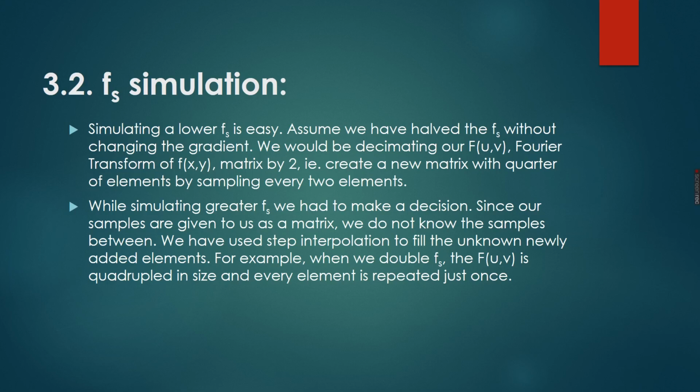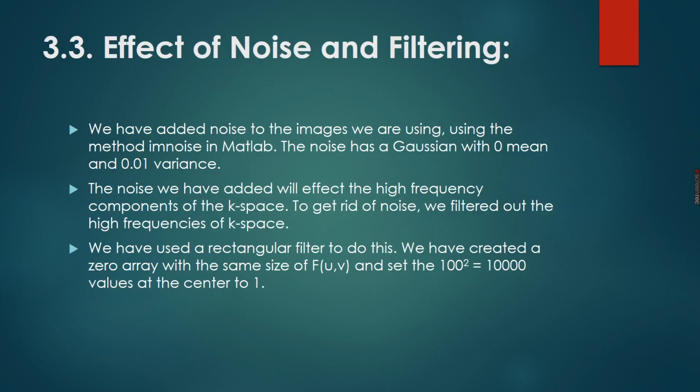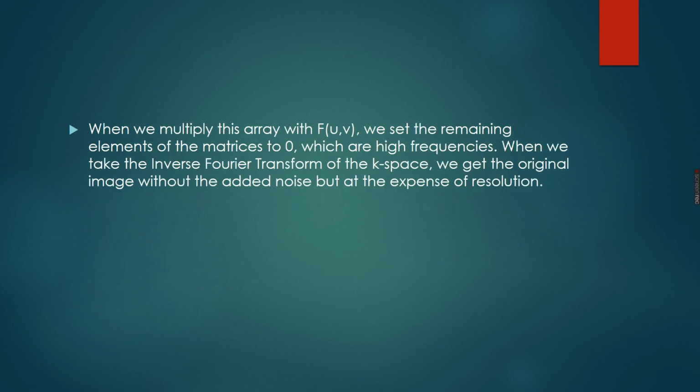FS simulation: simulating a lower FS is easy. We halve the FS without changing the gradient. We will be simulating our FOV. Create a new matrix with a quarter of the elements by sampling every two elements. Effect of noise and filtering: the noise will be added and it will affect the high frequency components of k-space. To get rid of noise, we filtered out the high frequency of k-space. In this case, a rectangular filter will be used.